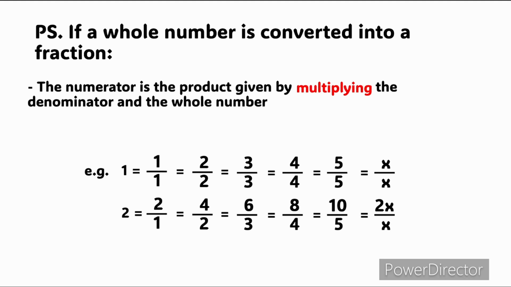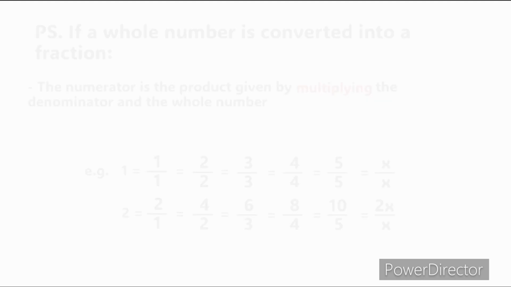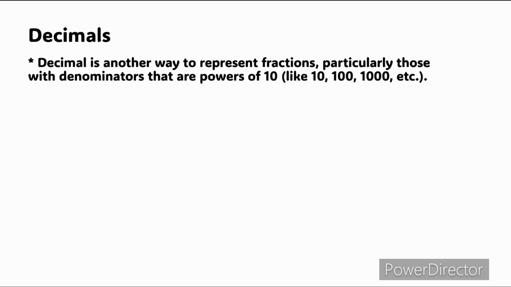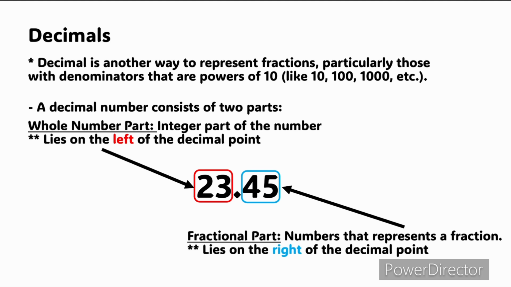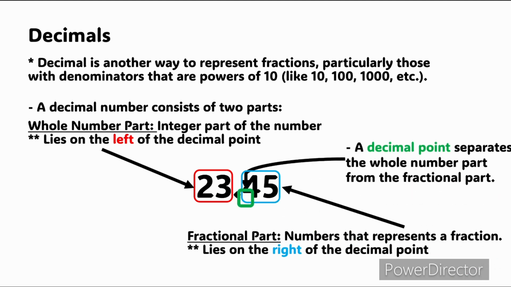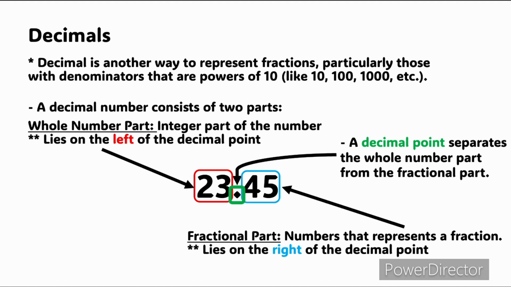There's enough info on fractions, but what about its relative, decimal? Decimals is just another way to represent fractions, especially when it comes to denominators that is a power of 10. A decimal also contains 2 parts. The whole number part refers to the numbers on the left of the decimal point. It is an integer part of the number, whether it is positive or negative. The fractional part refers to the number on the right side. Every number represents a fraction, and obviously a decimal point in the middle to separate both parts apart.